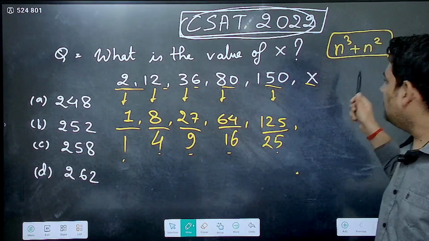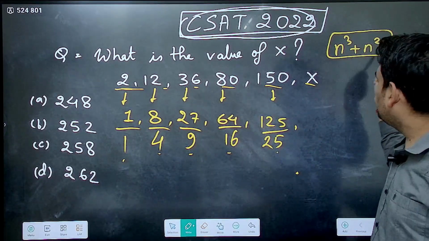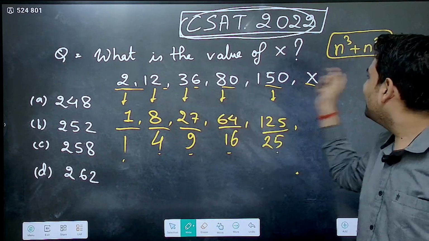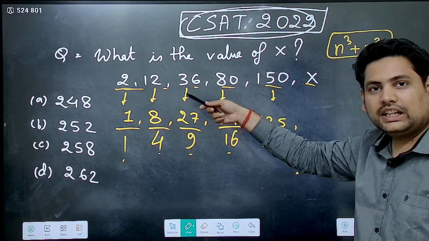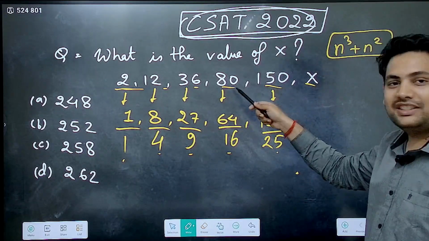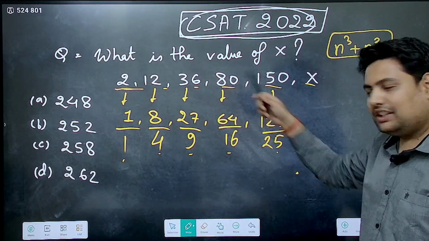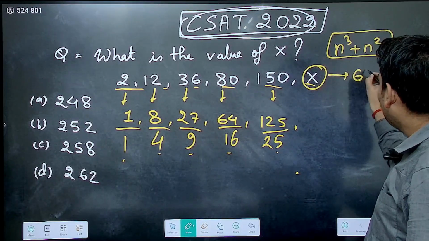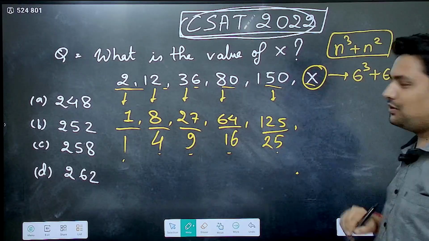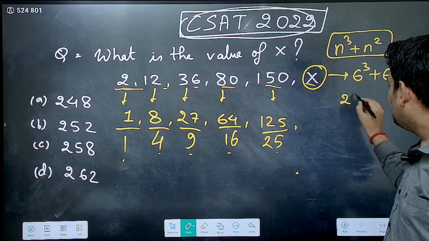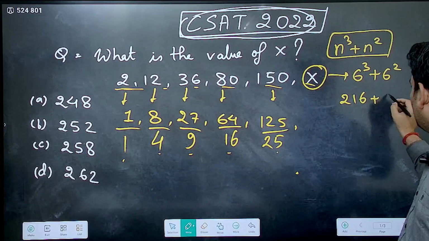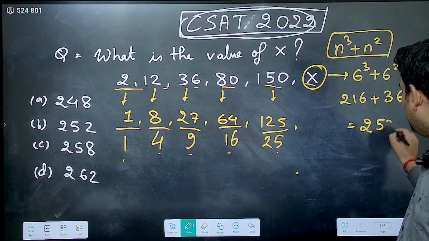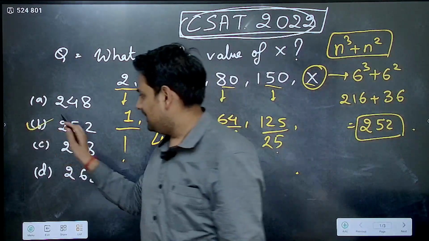If you put 1 cube plus 1 square, it is 2, then 2 cube plus 2 square, 2 cube is 8 plus 2 square 4, 12, then 3 cube plus 3 square 27 plus 9 36, again 4 cube plus 4 square 64 plus 16 is 80. Similarly, this is 5 cube plus 5 square. Next x would be what? x would be 6 cube plus 6 square. Now 6 cube is what? 216 plus 6 square is what? 36. You add them, what do you get? 252. So this would be your answer.